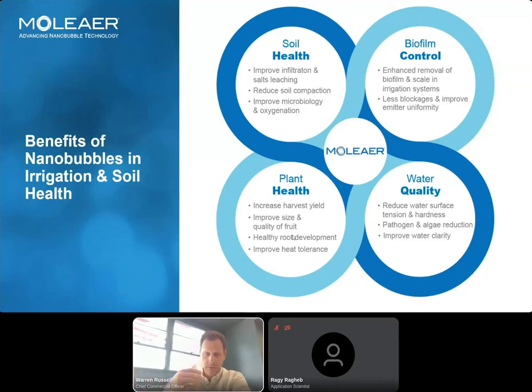I'll give you some examples in a couple of slides, but it could be at the source water, it could be in line, it could be in a holding tank or what we would call a day tank. But in any case, it starts with introducing the nanobubbles to improve the oxygen level in that water, if that's the purpose of the application, but also reducing certain types of bacteria and algae that may be present in the water.